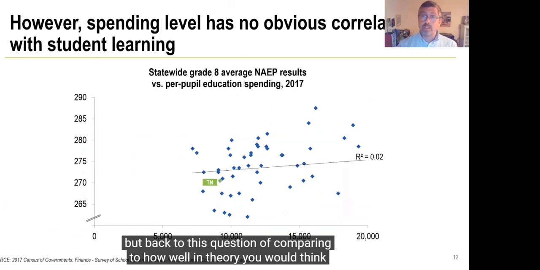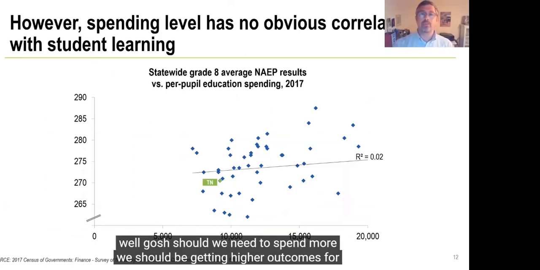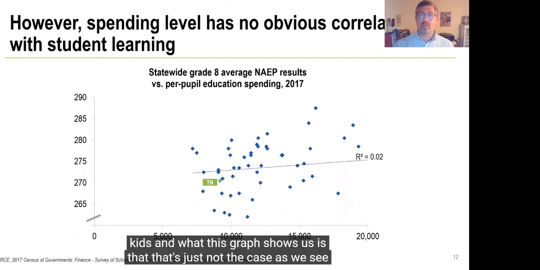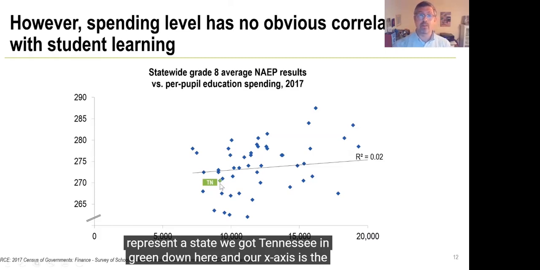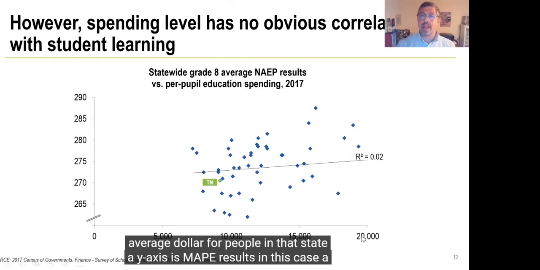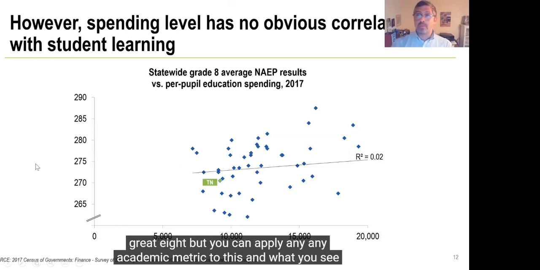But back to this question of comparing: in theory, you would think, well, gosh, if we need to spend more, we should be getting higher outcomes for kids. And what this graph shows us is that that's just not the case, as we see around the country on average. Each of the dots you see here represents a state. We've got Tennessee in green down here. Our x-axis is the average dollar per pupil in that state. The y-axis is NAEP results, in this case grade 8, but you could apply any academic metric to this.